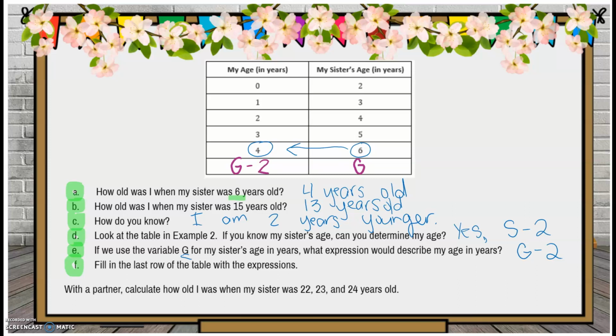So now it says with a partner, but really by yourself. Think about when my sister is 22, 23, and 24. How old are you? I am, right? 22 minus 2 is 20. 23 minus 2 is 21. And 24 minus 2 is 22. So when she is 22, 23, and 24, I am 20, 21, and 22.